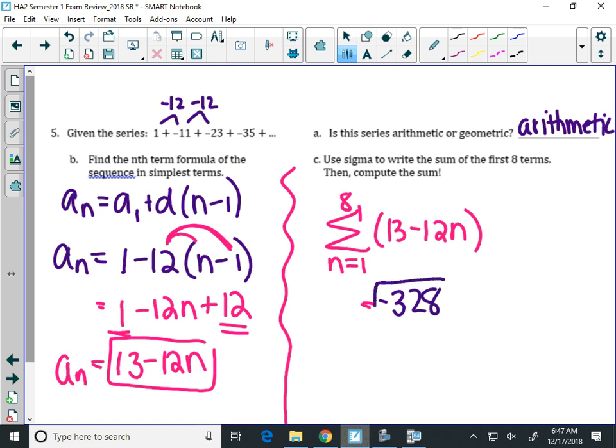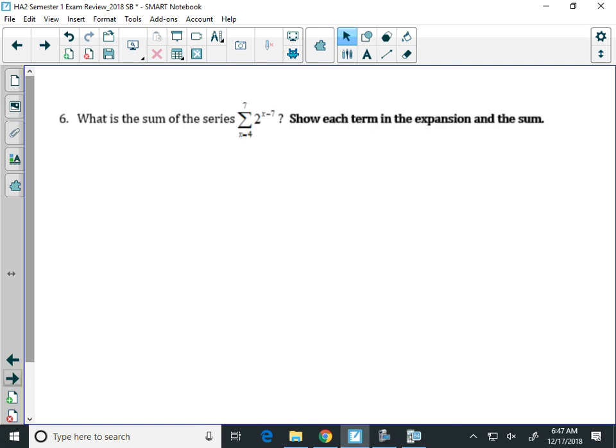Alright, so if you are good at sigma notation, you've had some practice here. If not, we can give you some other problems to work on. Number 6 has sigma notation in it, but this time it says, what's the sum of the series? Show each term in the expansion. When it says show each term, that means you need to show.